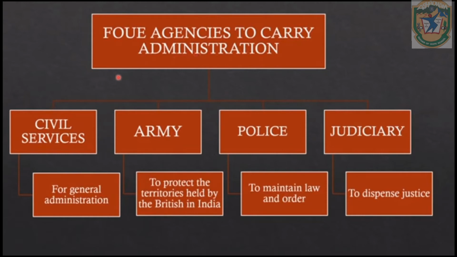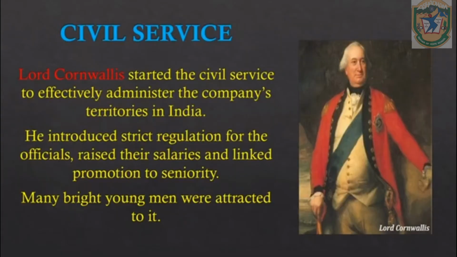Now, taking all the four agencies one by one, the first one is civil service. Lord Cornwallis started the civil service to effectively administer the company's territories in India. He introduced strict regulations for the officials, raised their salaries, and linked promotions to seniority. Many bright young men were attracted to it. Till 1853, the civil servants were nominated by the directors of the company. After 1853, the civil servants began to be selected through competitive examinations.